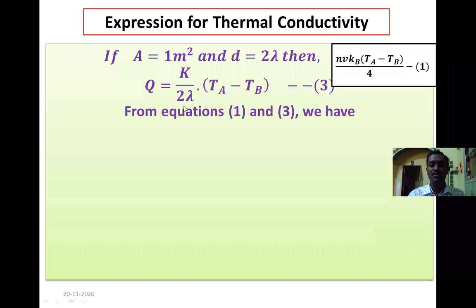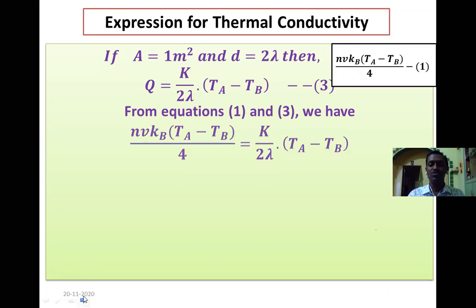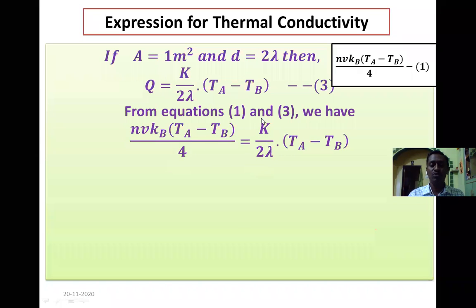Equation 3 is here, and both these equations give the same quantity, that is the heat transferred from one end of the conductor to the other end, having temperature difference of Ta minus Tb, area of cross section A, and length of conductor D. So we can equate equations 1 and 3. Equation 1 is on the left hand side, equation 3 is on the right hand side. Now we can cancel the 2 in both the denominators. Ta minus Tb also cancels. So the equation changes to the form n v Kb upon 2 equals capital K upon lambda.